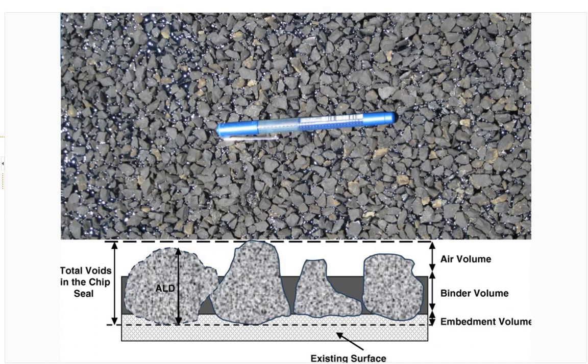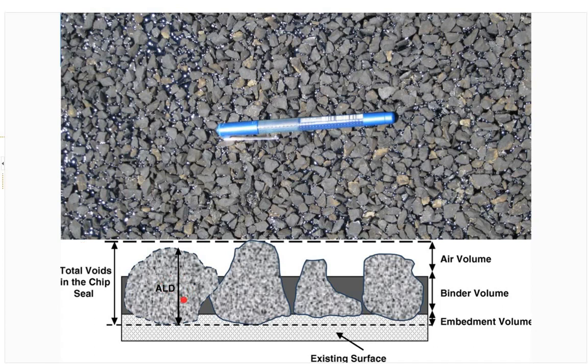That's an example of what's not far off being the finished product. It's a 10mm single seal over the top of an existing sprayed seal pavement, and then down the bottom is an illustrative cross section, which really shows that there's a couple of terms that we probably need to get our heads around when talking about this stuff.